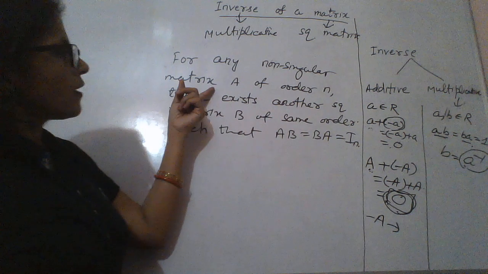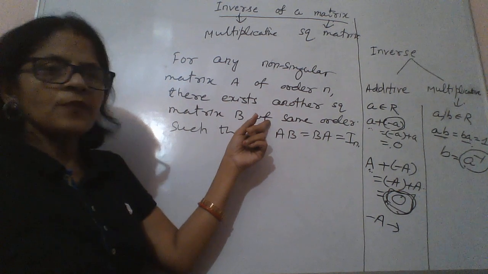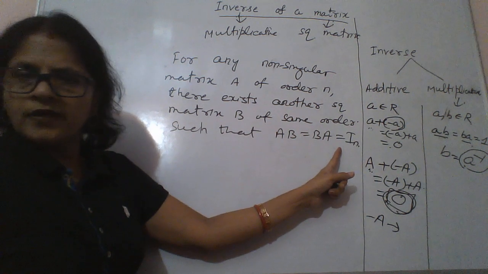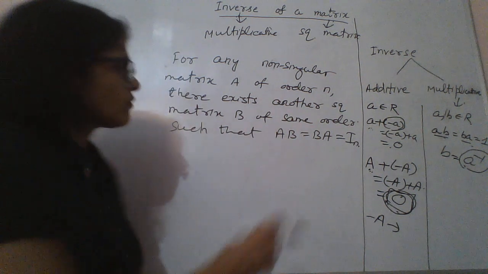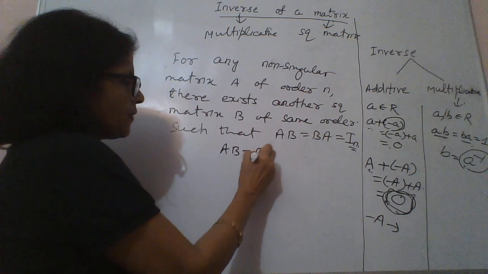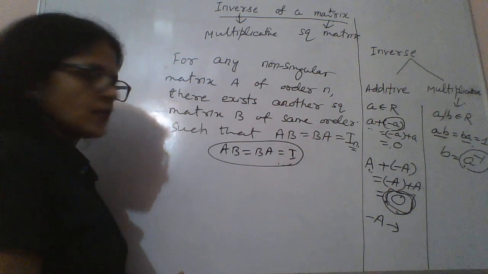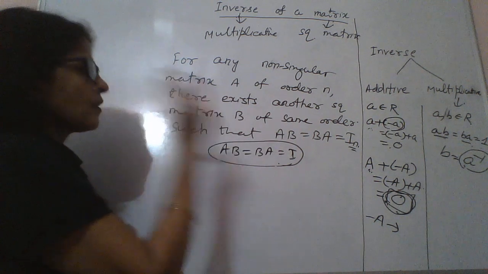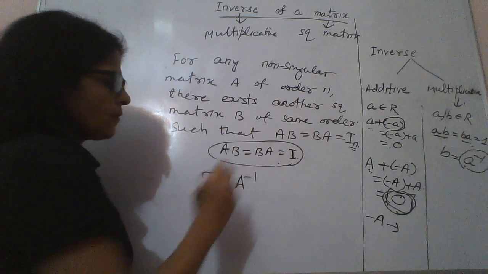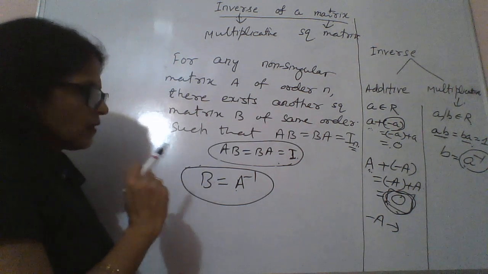Because I have taken A as order n, B of the same order means B is also a square matrix of order n. So the identity matrix will also be of order n. So that's why I have written it. What you need to see here is AB equal to BA equal to identity matrix. AB and I should be square matrices of the same order, where I stands for identity matrix. And we call B the inverse of A. So A inverse equal to B under these conditions.